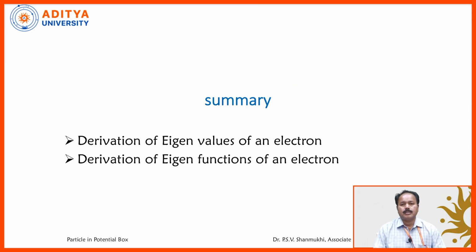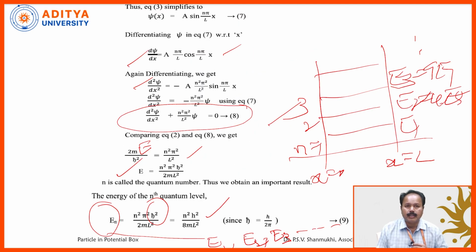Coming to the summary, here we have derived the eigenvalues and eigenfunctions of the electron. What are the eigenvalues? They are the discrete energy values of an electron in a one-dimensional potential well. Suppose this is a potential well: the electron can go to the second, third, fourth energy levels, but it cannot come out of the potential well unless infinite energy is supplied. That is why you can treat this as an infinite depth potential well or closed potential box. That is why it is called the behavior of the electron in a one-dimensional potential well or one-dimensional potential box.